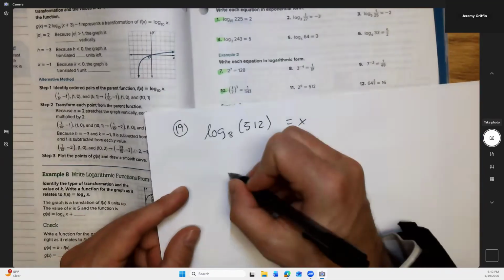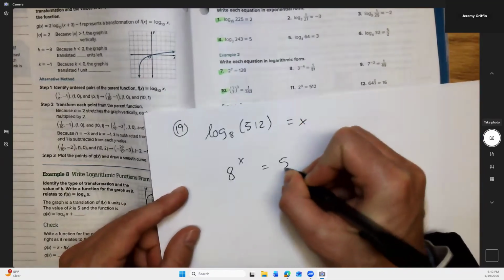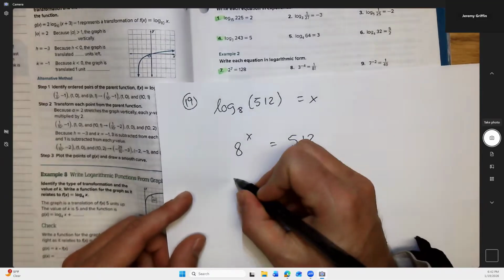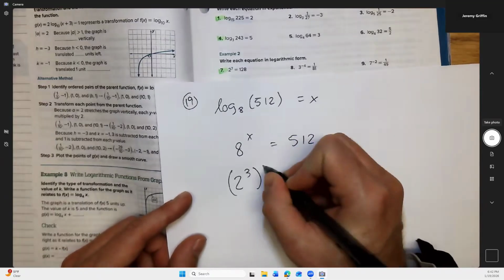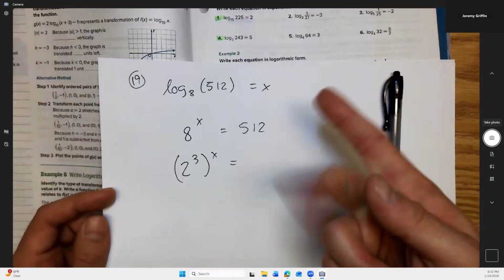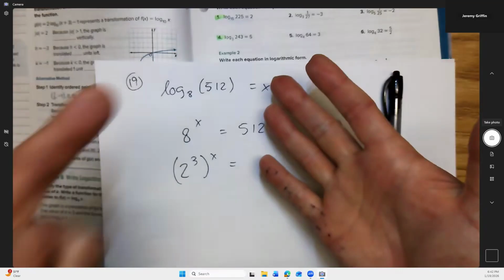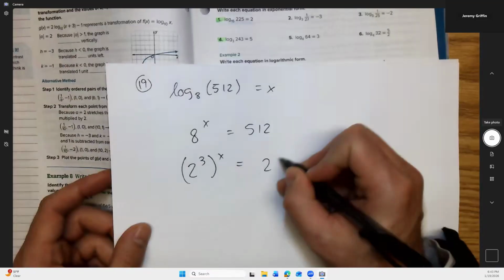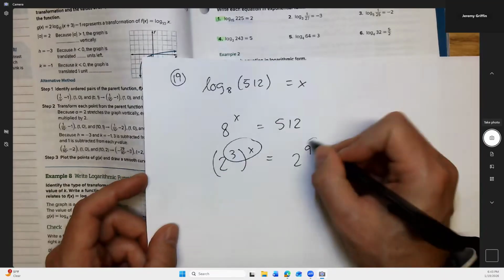Right, so I could go 8 to the x. Okay. Now I do see this 8 and 512 are both powers of 2. 8 is 2 cubed. 512, I think it's 9. Let me see. 2, 4, 8, 16, 32, 64, 128, 256, 512. Yeah, that is 2 to the 9. Okay. So 3x must be 9.